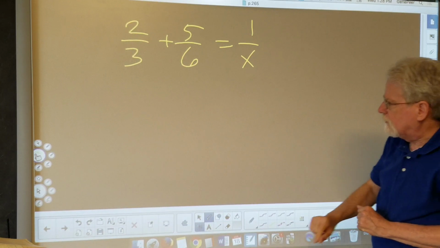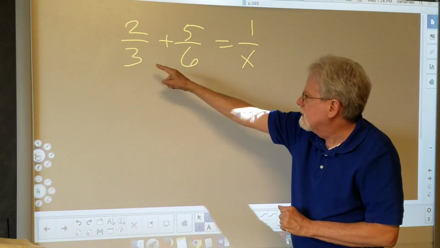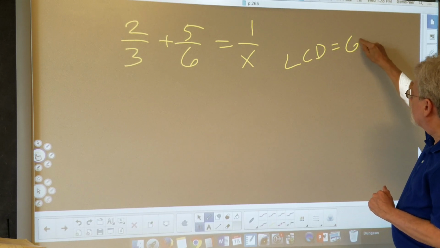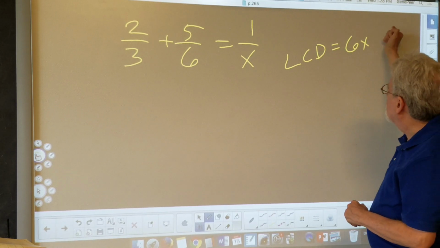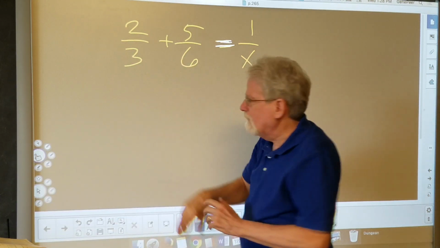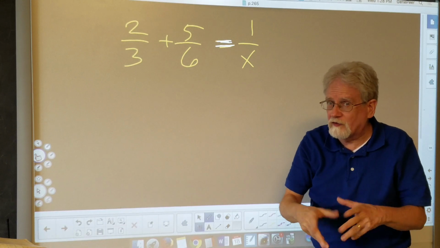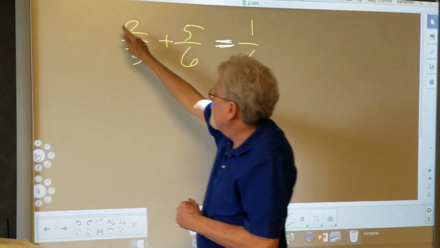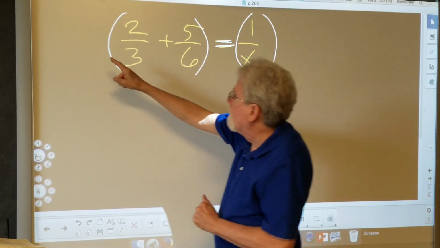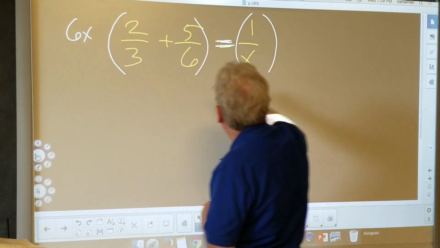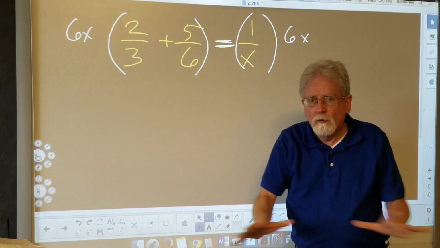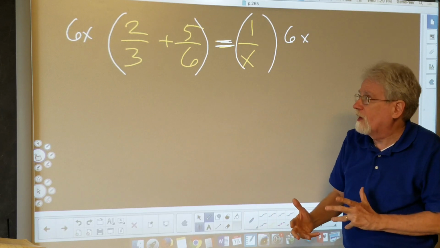So the trick here is we look at the LCD of a 3, a 6, and an x. Your LCD will be 6x. All right? Given that, because we have an equation, we have the privilege of doing something really cool here that we can't do with ordinary expressions. We have the privilege of multiplying both sides by the same thing. So we're going to multiply both sides by the LCD of 6x. Why? Because that will kill off all the denominators. It's actually a pretty cool concept.